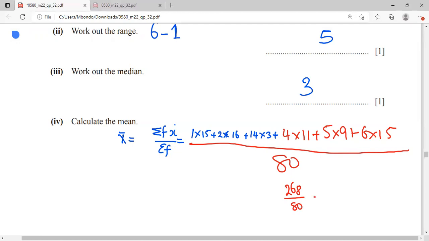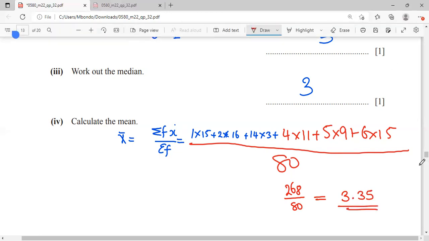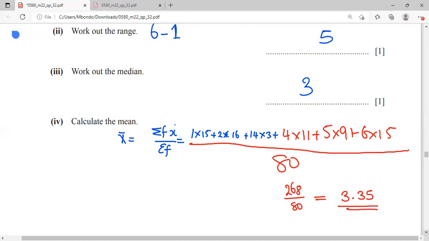So I am going to get 3.35. This is what I'm going to get. I hope I haven't missed any.